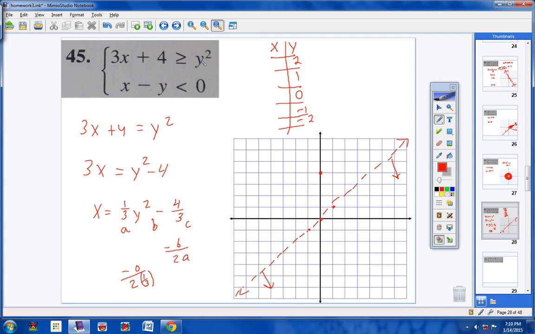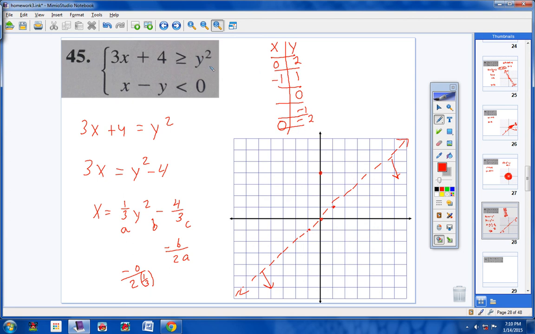2 in for y. 2 times 2 is 4. Minus 0 divided by 3 is a 0. Put a negative 2 in. That's 4 minus 4. That would give you 0. Let's put a 1 in right here for y. 1 times 1 is 1. Bring the 4 over, make it a negative 3 divided by 3 is a negative 1.